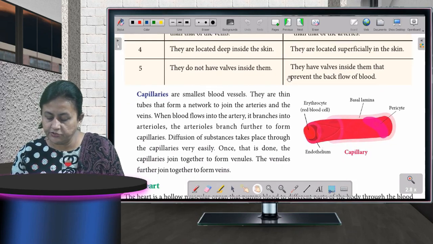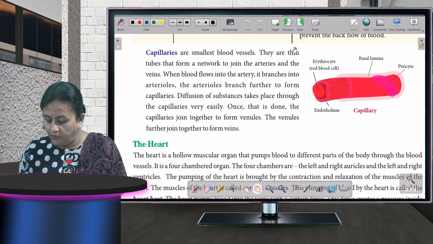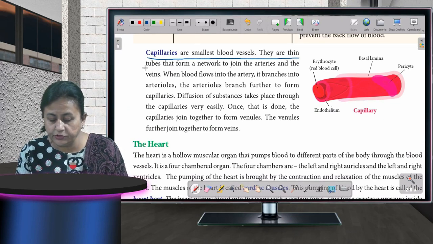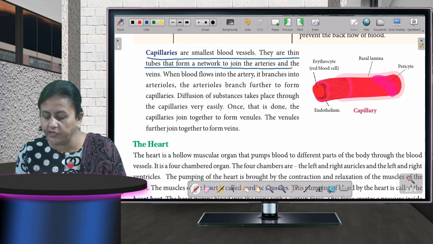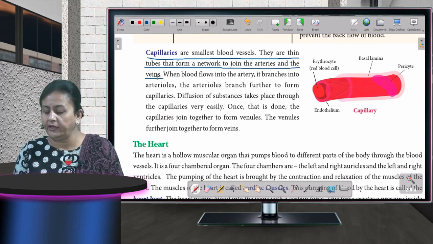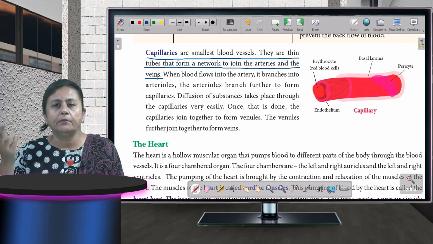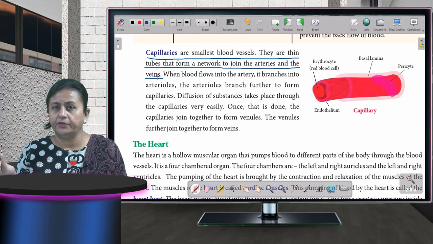You can see on your screen also. Now, what are capillaries? Capillaries are the smallest blood vessels. They are thin tubes that form a network to join the arteries and the veins. I told you, arteries carry the pure blood to different parts of the body from the heart.